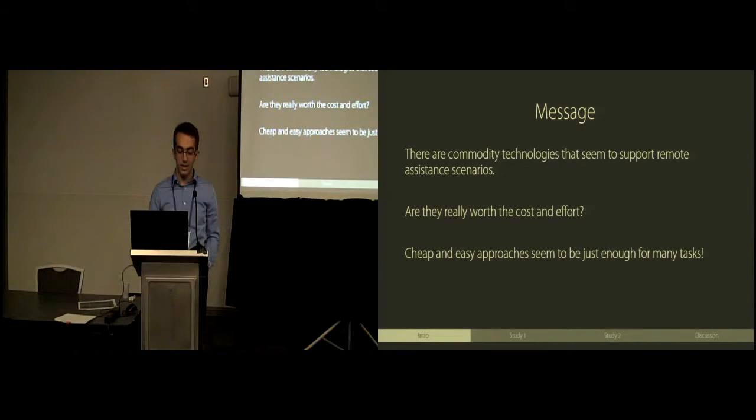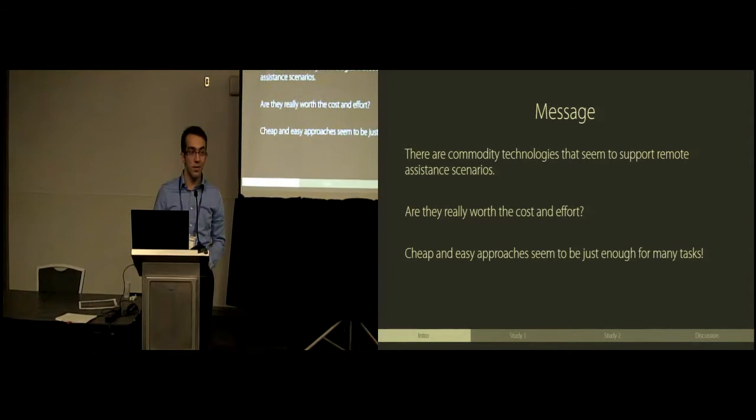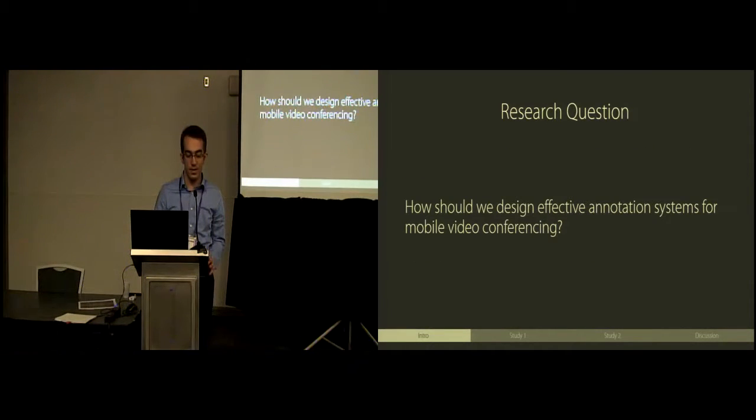So as I said, there are commodity technologies that seem to support remote assistance scenarios. They are really cool and even popular among the users, but the question is, are they really worth the cost and effort? So it looks like they're actually not. They are not the best option for all the scenarios. Instead, there are cheaper and easier approaches that seem to be just enough for many tasks, and they're easier to implement. So the bigger question is, how should we design effective annotation systems for mobile video conferencing with all these different devices and annotation types? Let me first show you these technologies again.